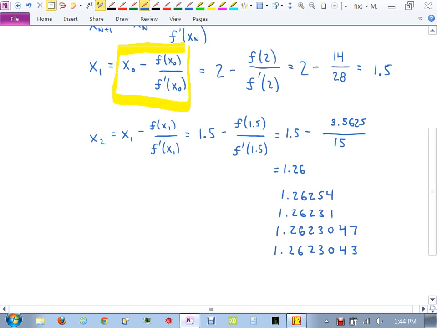No. At some point, they want it correct to 6 decimal places, right? So they want the 6th decimal place. 1, 2, 3, 4, 5, 6. You see in the next line, those 6 didn't change, that's when you can stop. That's a tolerance, right? So the more times you keep doing this, you can get it correct to more and more decimal places.